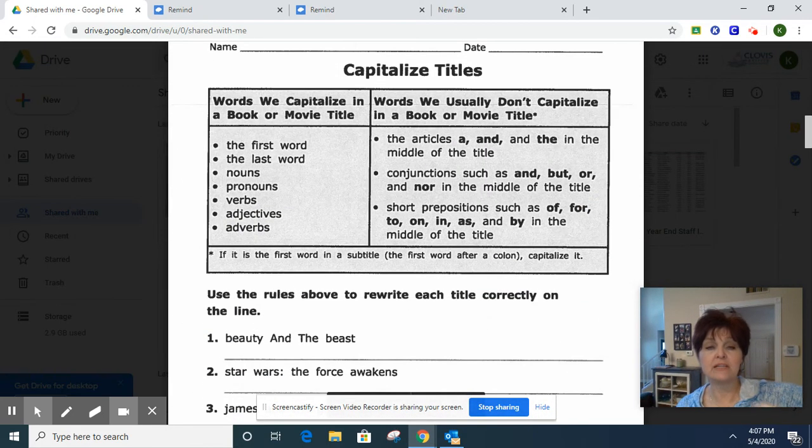Okay, here's your capitalizing page. So capitalize titles, words we can capitalize in a book or movie. So here are some ideas. The first word, the last word, nouns, pronouns, verbs, adjectives, adverbs. Hopefully you'll remember what those all mean. We've done all of those this year, but it's been a while since we've been in the classroom. So you might have to look them up.